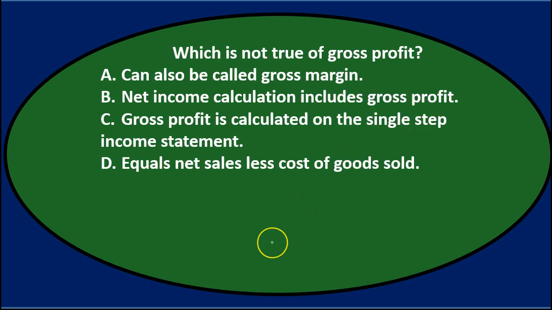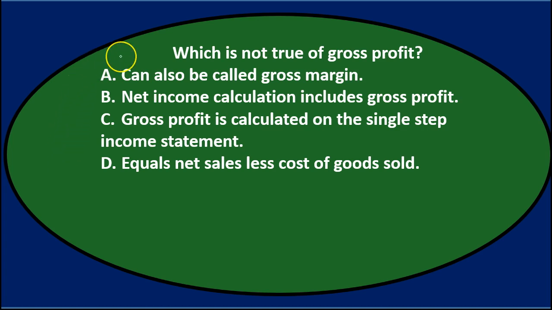Next question. Which is not true of gross profit? A, can also be called gross margin. B, net income calculation includes gross profit. C, gross profit is calculated on the single-step income statement. D, equals net sales less cost of goods sold.